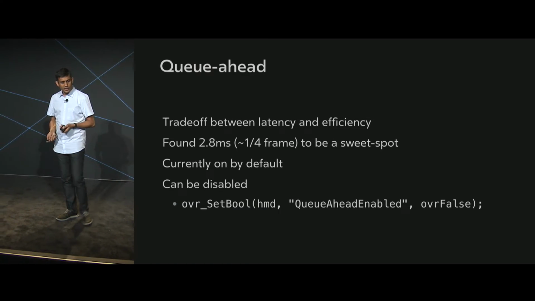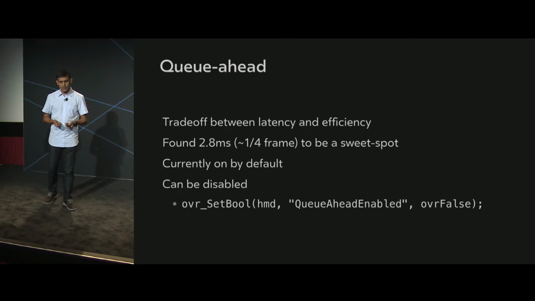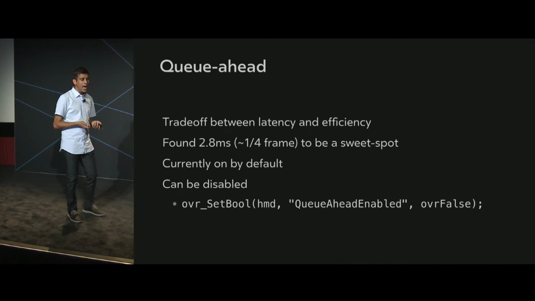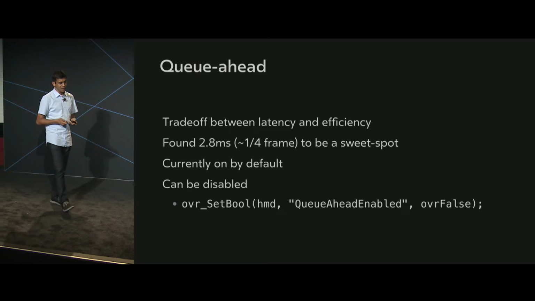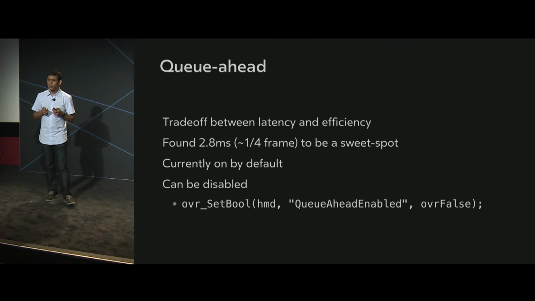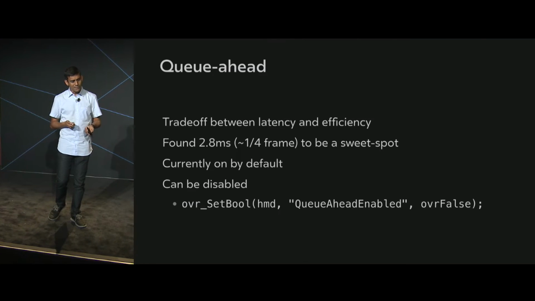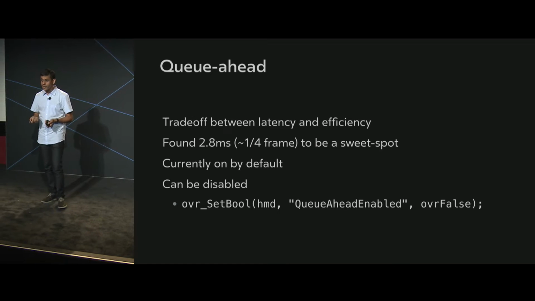What we have found is doing about a quarter frame of queue-ahead seems to be a sweet spot. It gives us a huge amount of the parallelism that we would like, and it still doesn't take away from comfort as much. And so we've set that as a current default in our SDK. However, it can be disabled if your app does not need that extra headroom.